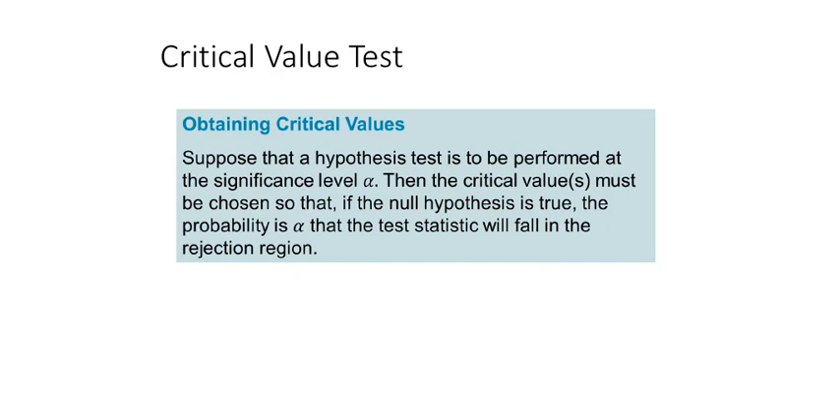Okay. So to obtain those critical values, the hypothesis test to be performed is the significance level alpha. That critical value must be chosen so that if the null hypothesis is true, the probability of alpha of the test statistic will fall in the rejection region.